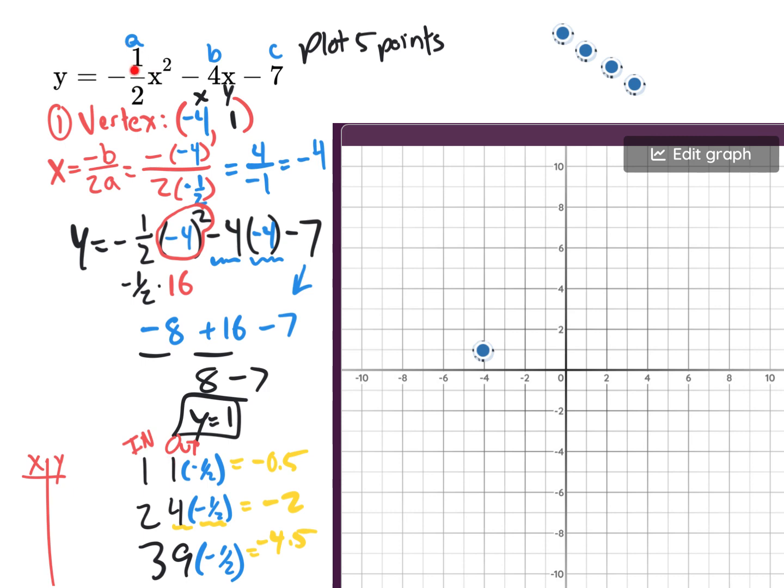Instead of going 1 over 1 up from the vertex, like if the A value were 1, you would go 1, 1, 2, 4, 3, 9. You'd go 1 over 1 up, 2 over 4 up, 3 over 9 up. But the new modified pattern is 1 over and halfway down.